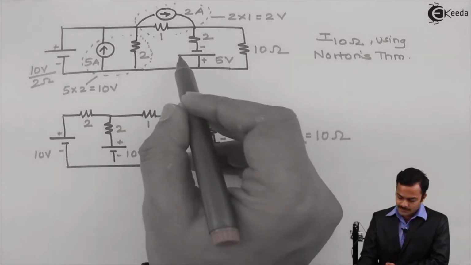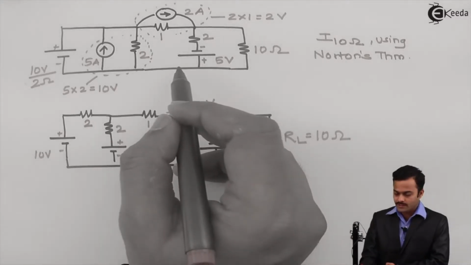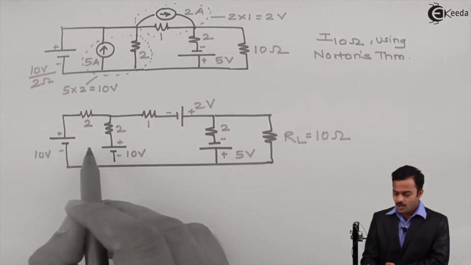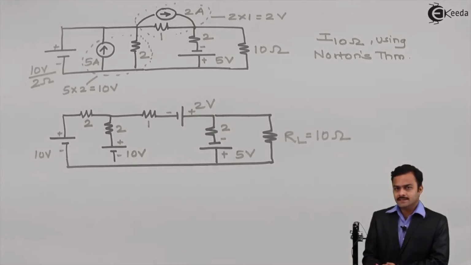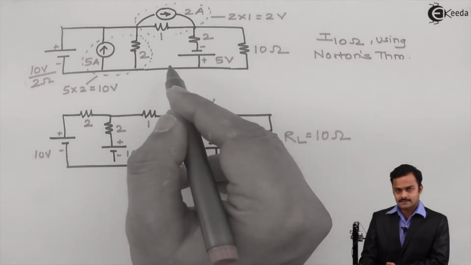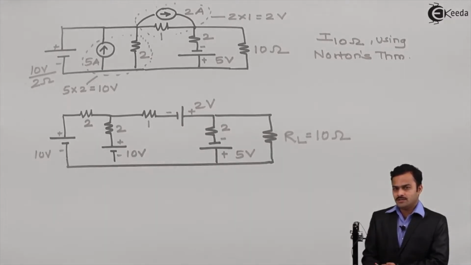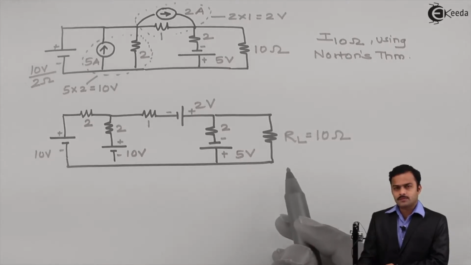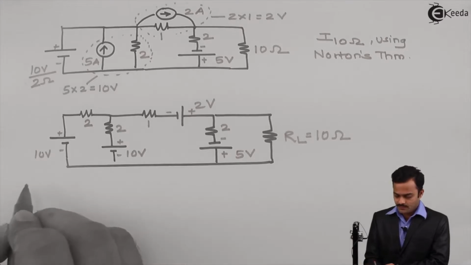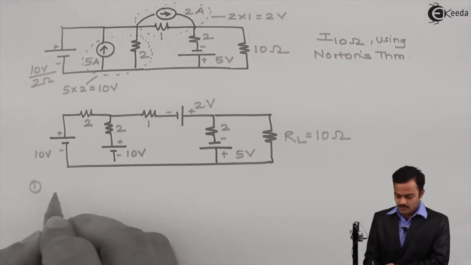Now see the difference between this circuit and this circuit, which are equivalent, but how many loops will it have? 1, 2, 3, which is easy to analyze against this. So that is a very important thing that we have discussed through this problem. So now it's very simple. Let's solve it by the normal procedure of Norton's theorem, where the first step is calculation of IN.